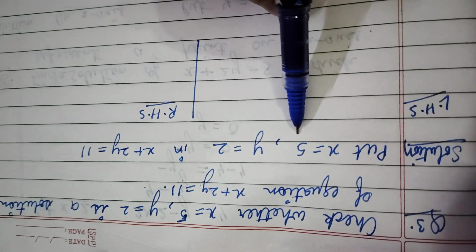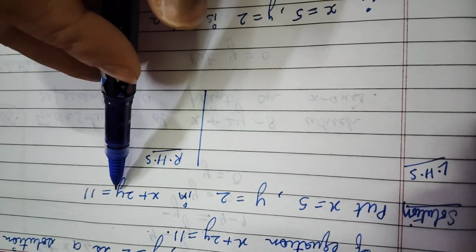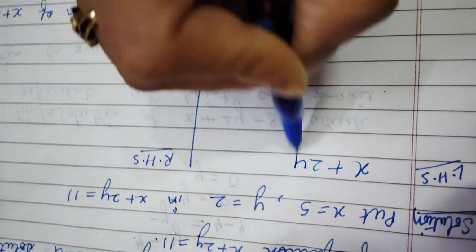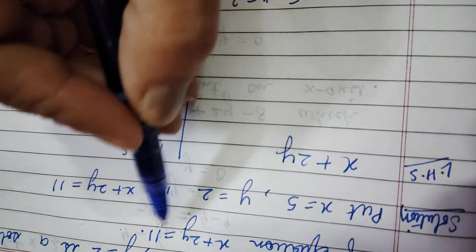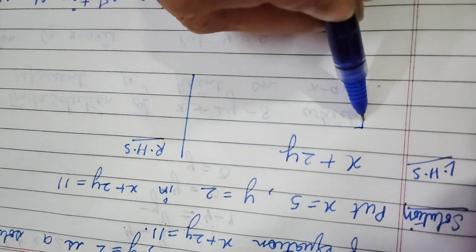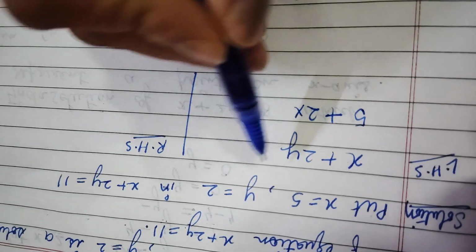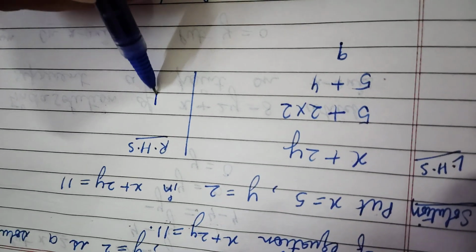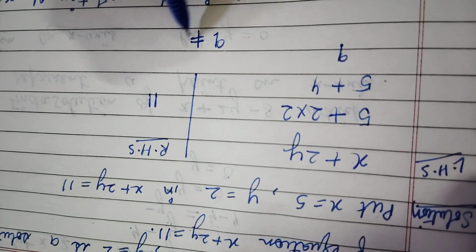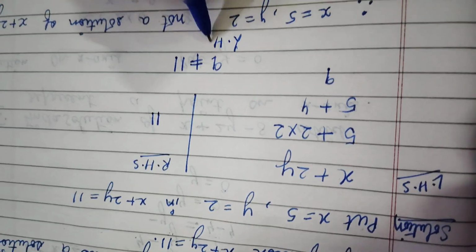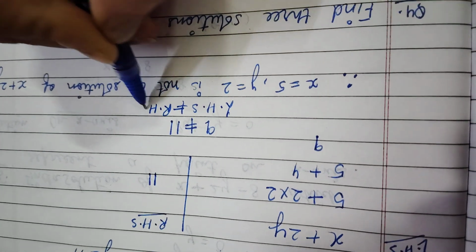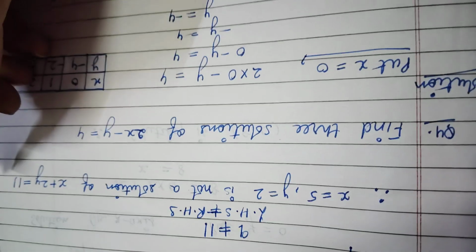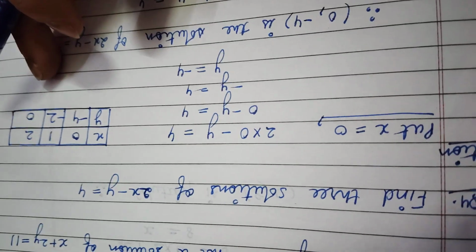So put the value of x equal to 5 and y equal to 2 in x plus 2y is equal to 11. What is LHS? x plus 2y. This is LHS and this is RHS. So put x as 5 and y as 2. 5 plus 4 becomes 9 and RHS is 11. Here 9 is not equal to 11. That means LHS is not equal to RHS. If LHS is not equal to RHS, we can say this is not a solution of the given equation x plus 2y is equal to 11.